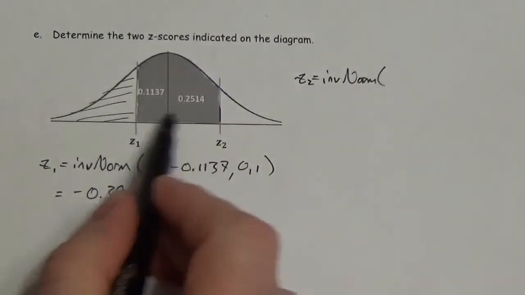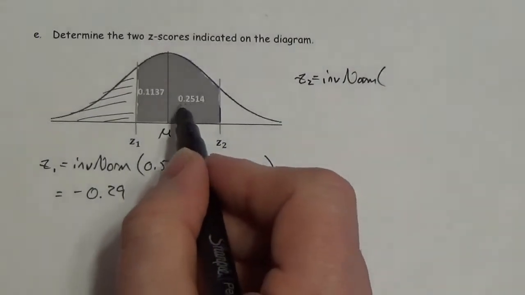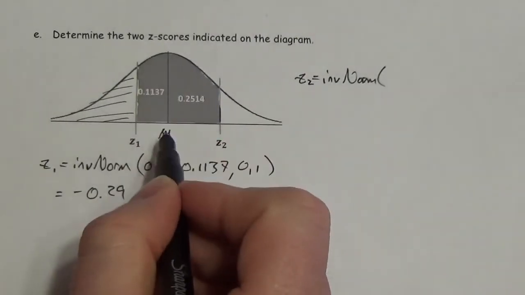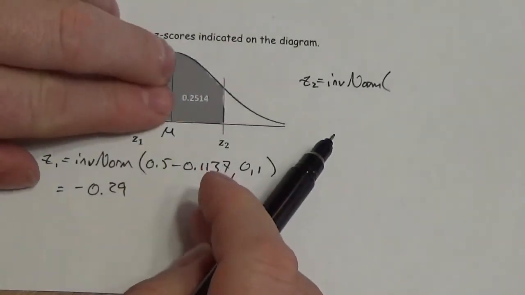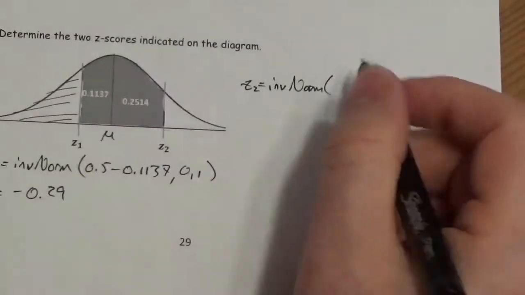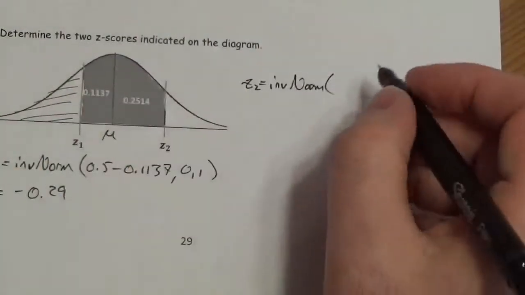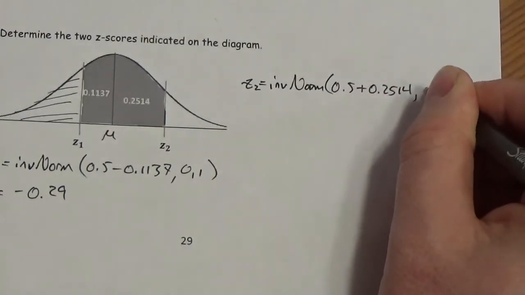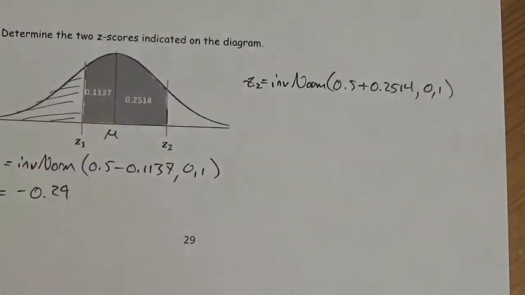But this time I want all of the data to the left of that z-score. Well, I know that this is 25.14% to the mean. But now I've got to remember that this is now 50% of the data. So think of it like this: I've got 50% of the data plus this bit right here. So all of the area or probability to the left is going to be 0.5 plus 0.2514, with a mean of 0 and a standard deviation of 1. That's going to give me everything up to that point.